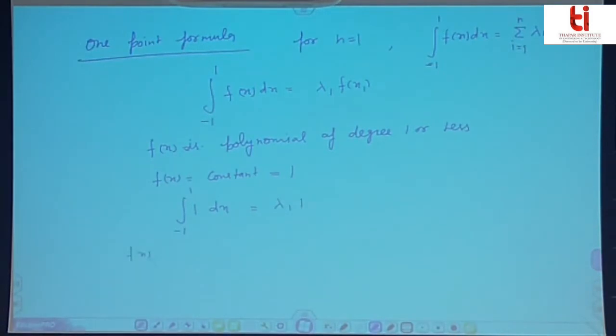Now we are taking f x as a 1 degree polynomial, that is x equal to 1. So what we are getting here? This is equation number 1, suppose. And from here we are getting x dx from -1 to 1 equal to lambda 1 f of x1, that is lambda 1 x1. Now solving these two equations. So what is the integration of -1 to 1 dx? It is coming out to be what? It will be 0.